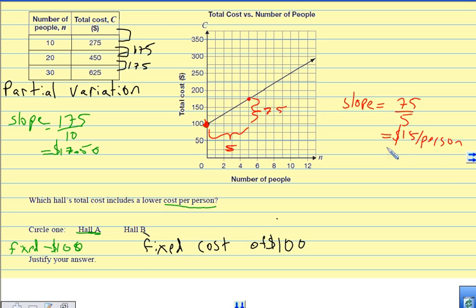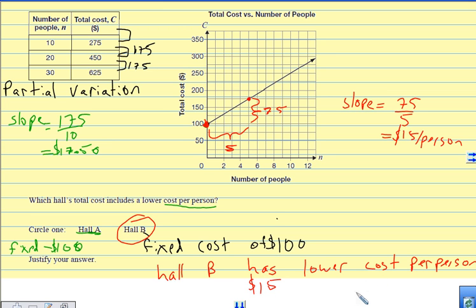Okay, so that means that Hall B has the lower cost per person because it's $15 per person. So Hall B has the lower cost per person of $15. Okay.